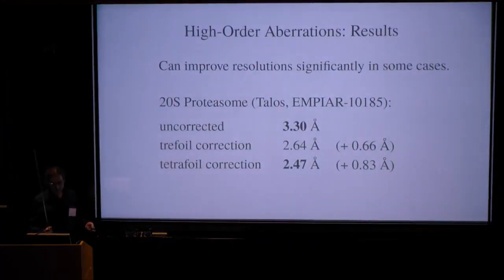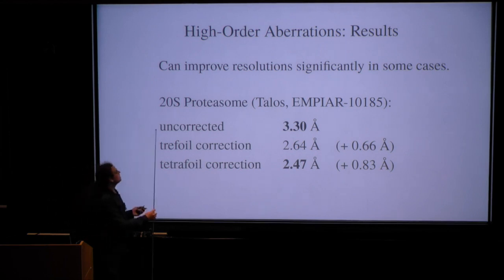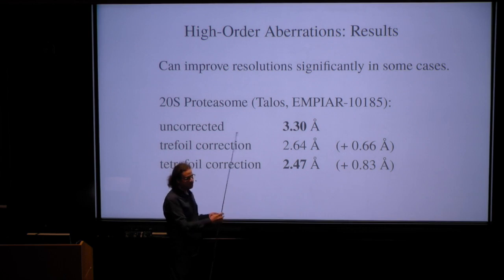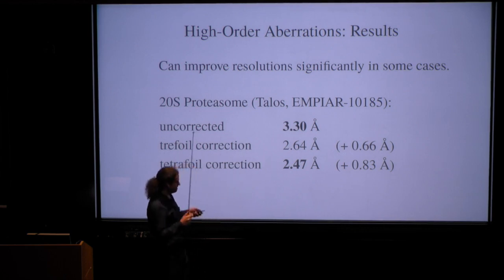So this actually does make a difference in some cases when it really is a problem. This is the most extreme data set I've found, this proteasome, where we start with 3.3 angstrom, and then by correcting both the symmetrical and the antisymmetrical aberrations, we can get all the way to 2.5.